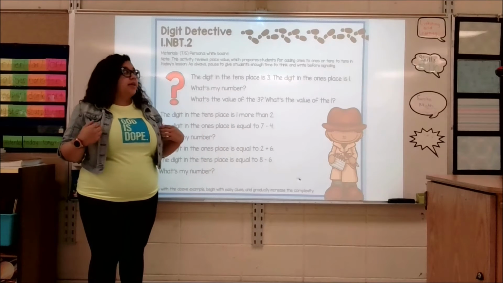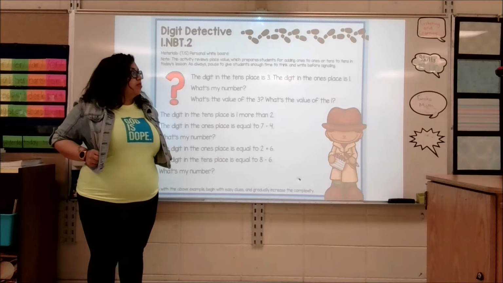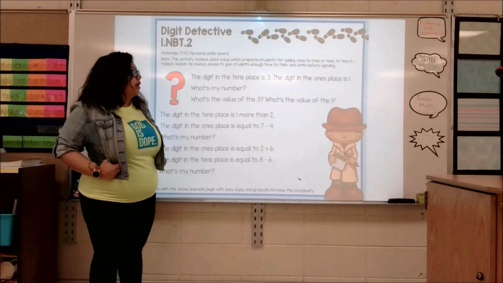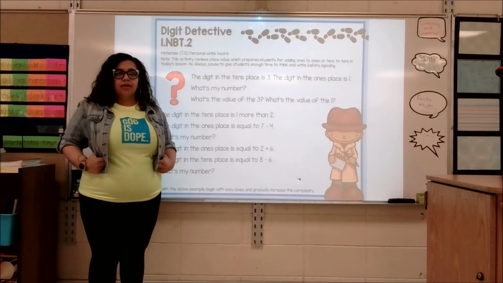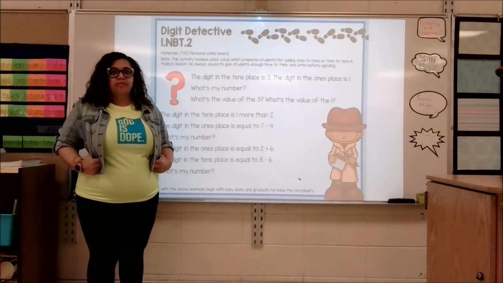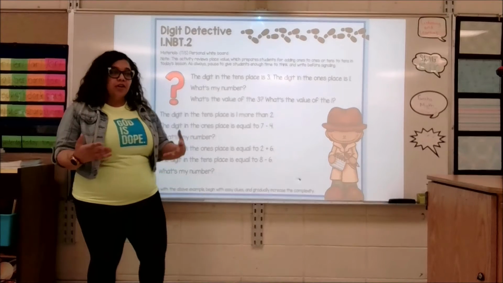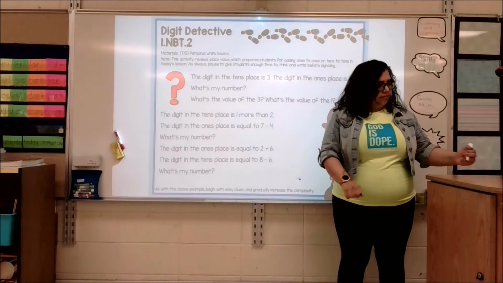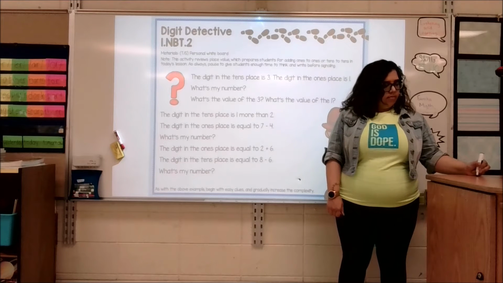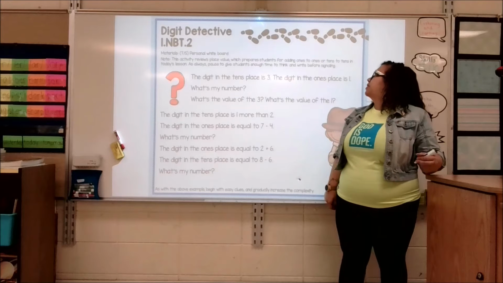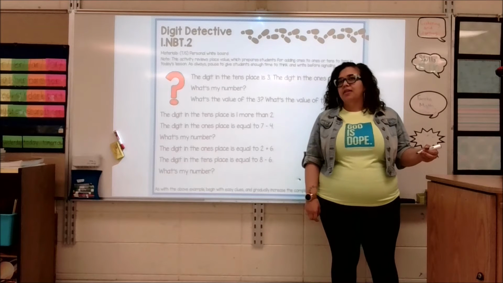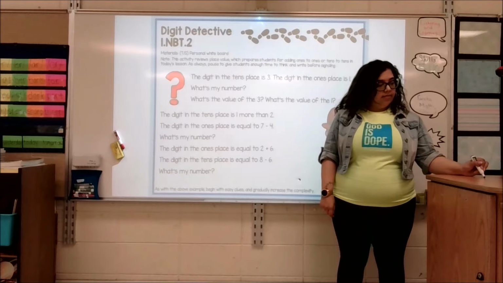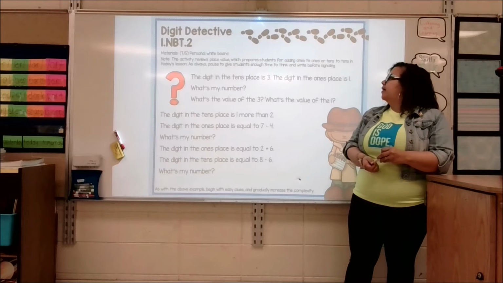So my first clue is that the digit in the tens place is 3. The digit in the ones place is 1. What is my number? 31. Good. And what is the value of 3 in the tens place? 30. Good. Great job.